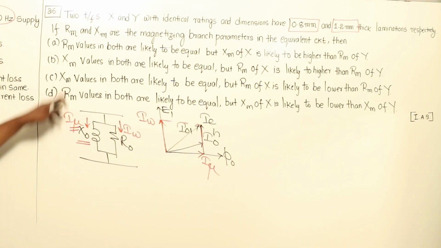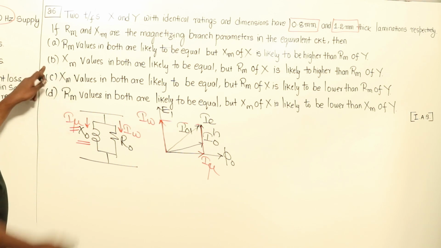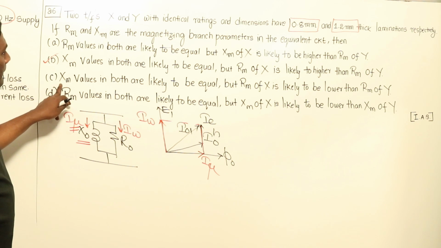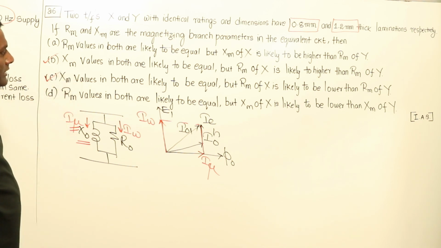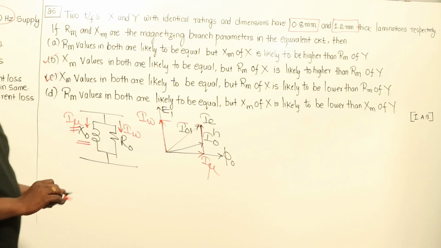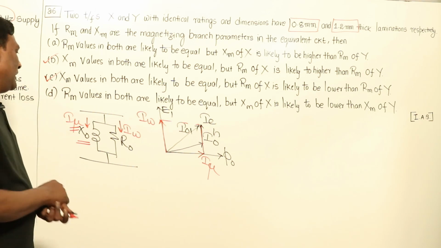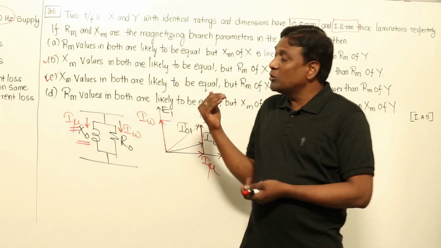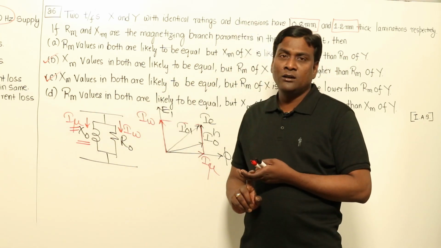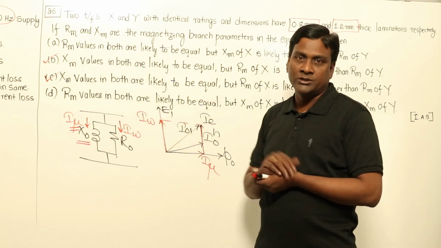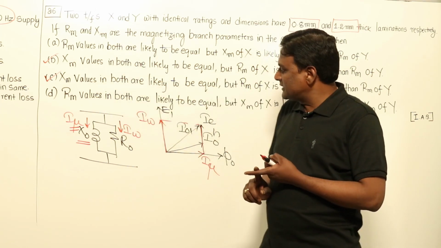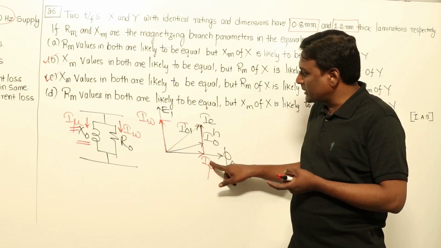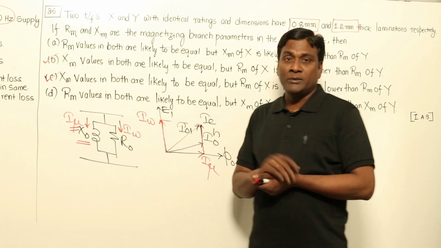So in this, option B says Xm values in both are likely to be equal, and option C says the same, so either B or C should be the right answer. Now let us think of R naught. Again, in this question, did they say anything about hysteresis or flux density? No, the magnetic property is untouched in this question. So the magnetic property is untouched in the sense that I0H is going to remain the same, I mu is going to remain the same, so the X naught value is going to remain the same.